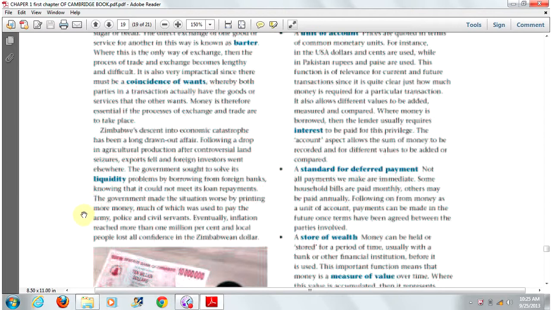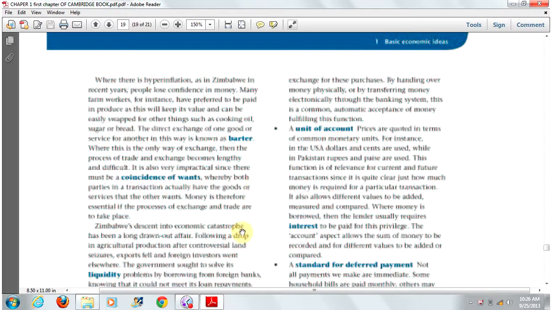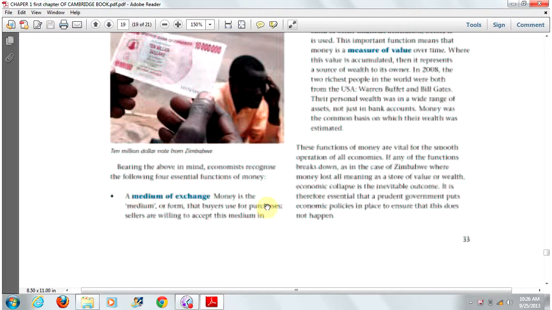Bearing the above in mind, economists recognize the following four essential functions of money. A. A medium of exchange. Money is a medium or form that buyers can use for purchases, and sellers are willing to accept this medium in exchange for these purchases. By handing over money physically or by transferring money electronically through the bank system, this common automatic acceptance of money fulfills this function.